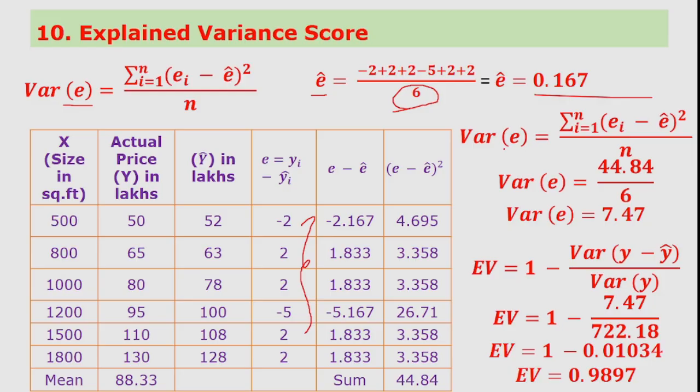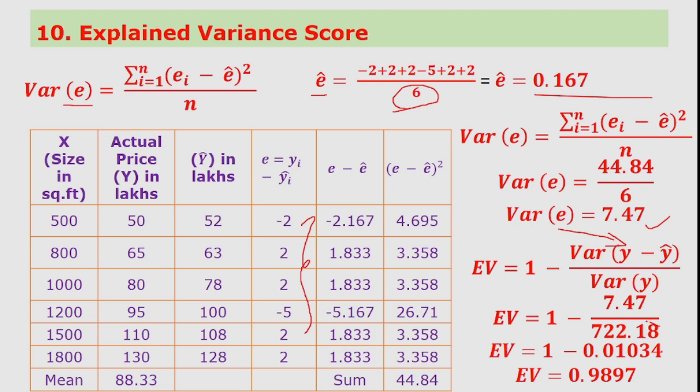So now you calculate the variance of E as the sum of (ei minus e hat) the whole square. If you sum all the terms, you will get 44.84, and the number of rows is 6, so the variance of E is 7.47. Now it's easy to calculate: the variance of E and the variance of y minus y hat are both equal. For short, I have used variance of E. So now we can calculate the explained variance score as 1 minus the variance of E divided by the variance of y. The variance of E we just calculated is 7.47, and the variance of y calculated previously is 722.22.